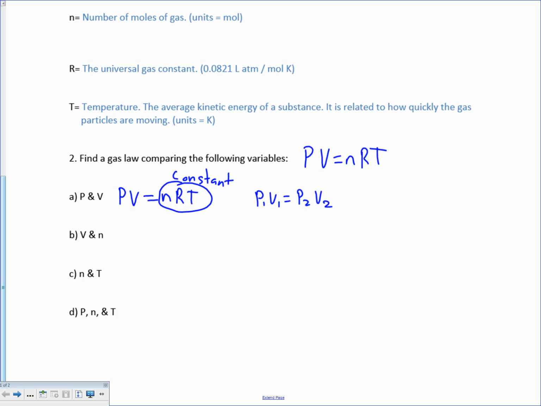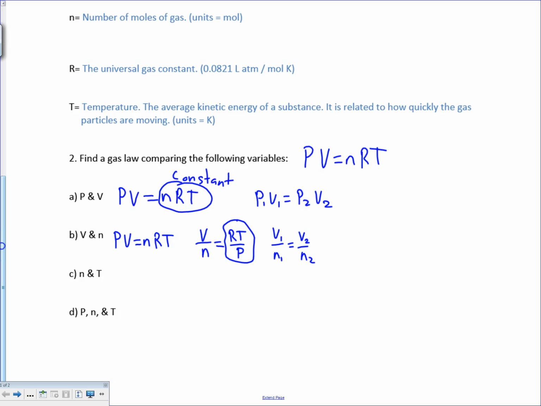For the second one, we're relating V and n. So we start off with PV = nRT. What I'm going to do here is pull the n over to the left side of the equation, and I'm going to get the P over to the right side of the equation. So it rearranges to V over n = RT over P. And the idea here is that all of these things would be constant. Okay, and so we get V1 over n1 = V2 over n2.